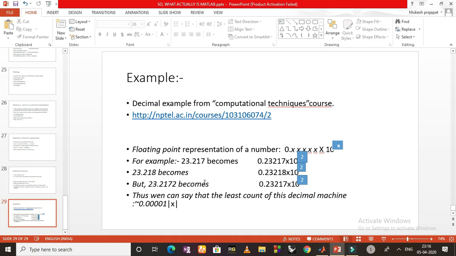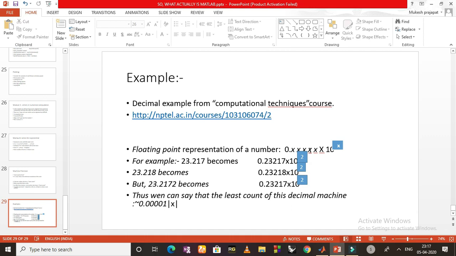So as you can see, for that particular machine, 23.2172 and 23.217 become equal. Thus we can say that the least count of that particular decimal machine is 10 to the power minus 5, so it has a machine precision of the order of minus 5.